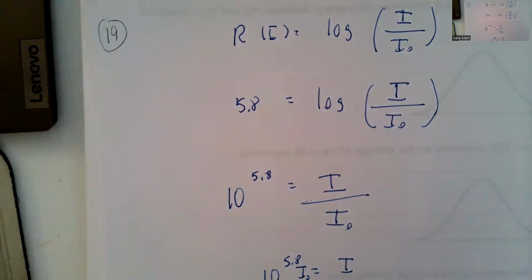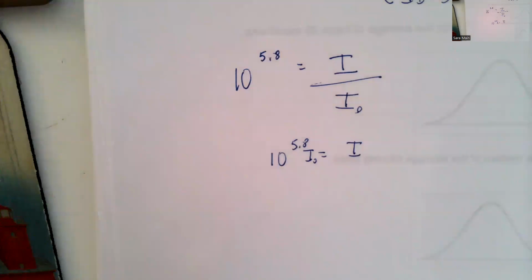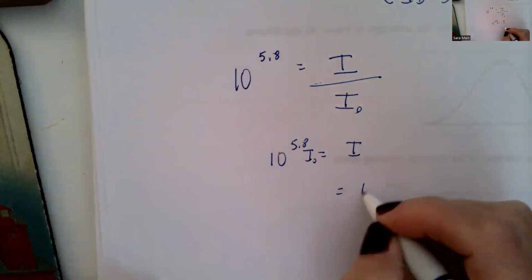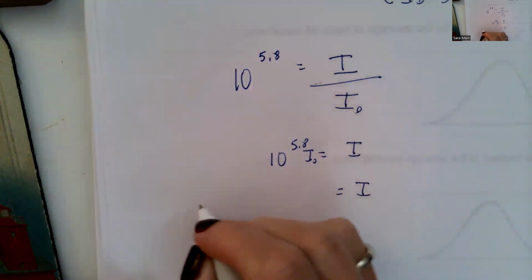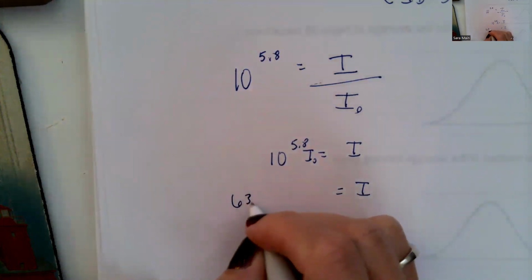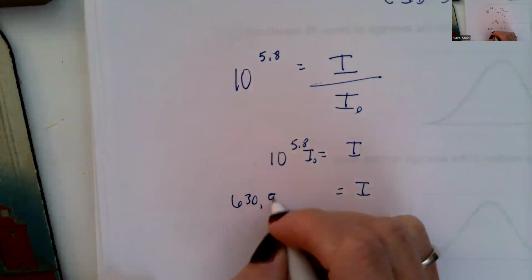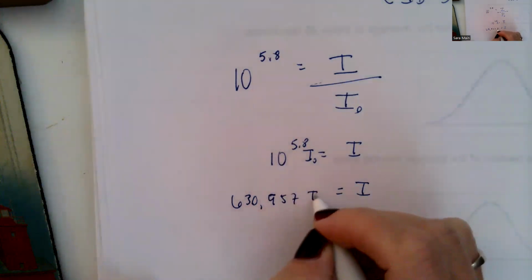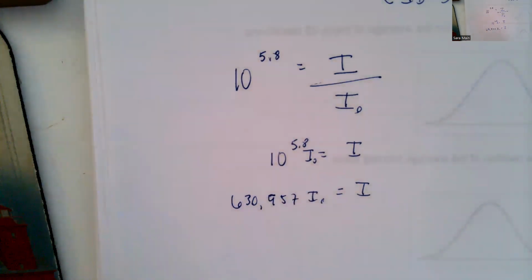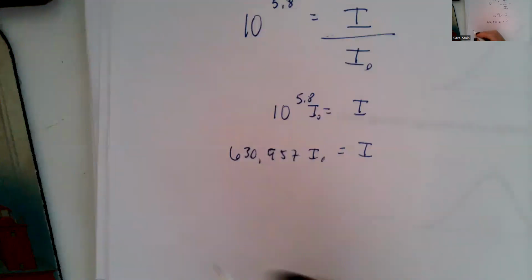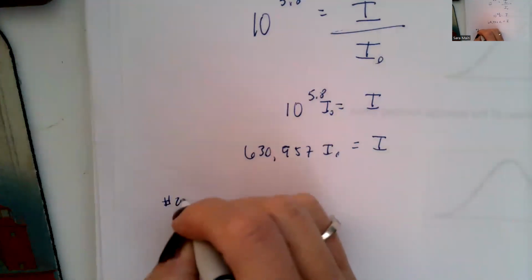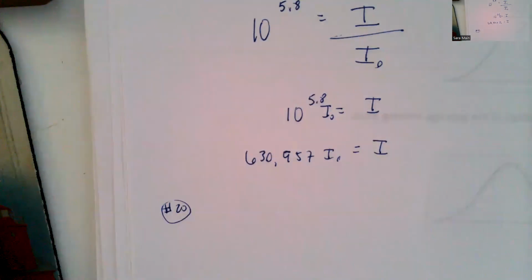And that comes out to be 10 to the 5.8 is 630,957 times I0. Let me put that into Desmos.